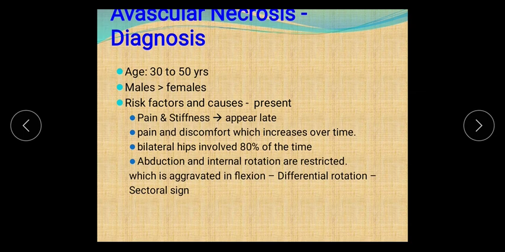Even internal rotation, if normal internal rotation is 30 degrees, in AVN it can be 20 degrees, and in flexion it becomes 15 degrees. So this is called differential rotation. So this is also called as sectoral sign. I hope you understood this.